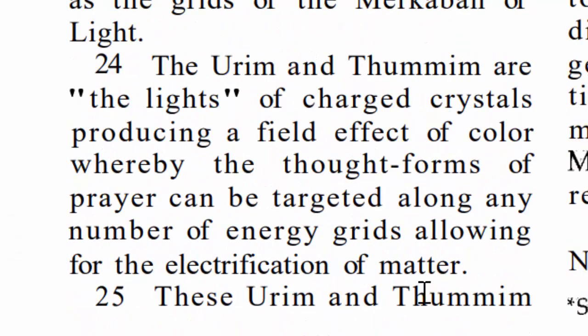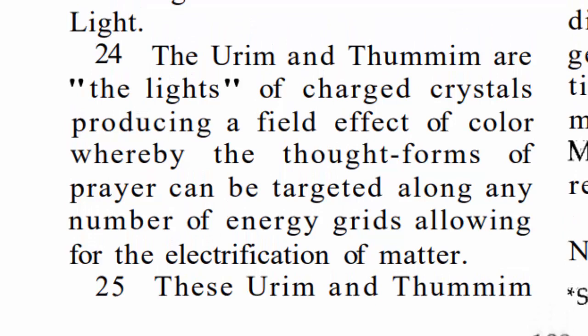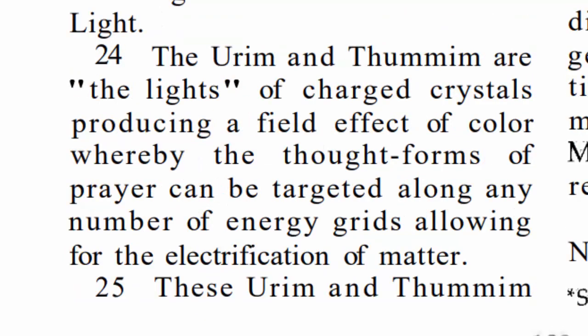It says the Urim and Thummim are the lights of the charged crystals, producing a field effect of color, whereby the thought forms of prayer can be targeted along any number of energy grids, allowing for the electrification of matter. Turning prayer into energy. Let me read that again. The Urim and the Thummim are the "lights" of charged crystals producing, and it has lights in quotes there, saying that it's not going to be visible light. This is a different kind of light. But the Urim and the Thummim are the light of charged crystals, producing a field effect of color whereby the thought forms of prayer, so our prayer, can be targeted along any number of energy grids, allowing for the unification of matter. So that's basically telling us how prayer works.